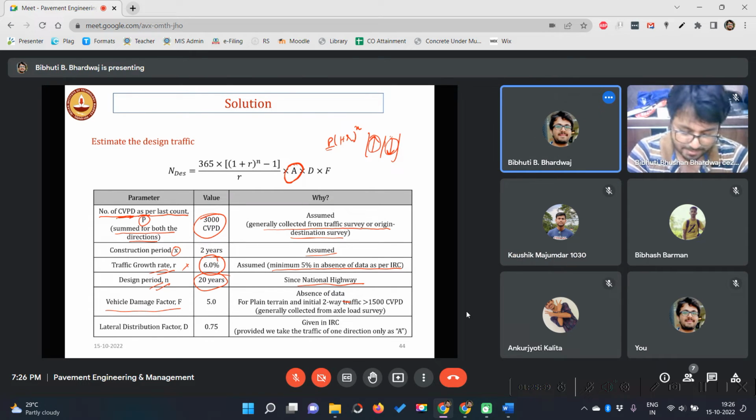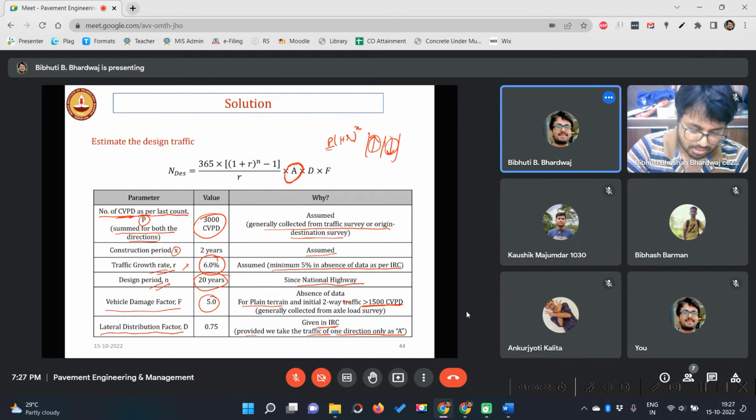Vehicle damage factor is not given. Even the axle spectrum is not given, but you know that this is a plain terrain, and the initial two-way traffic is more than 1500 CVPD. If you remember, there is a table to find out VDF. From that table you have got 5. And the lateral distribution factor, if you see, is given in IRC, provided we take traffic of one direction only as A.